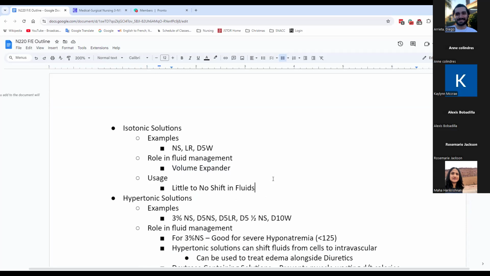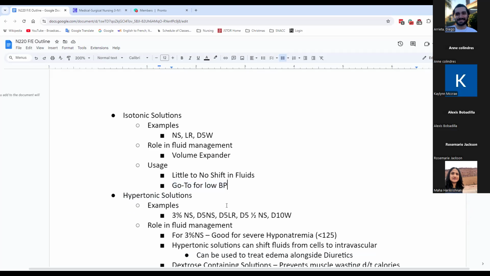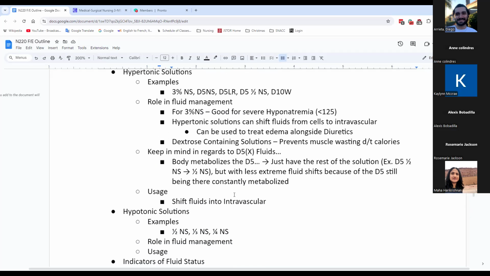Okay, this is your go-to pretty much. I'll just put go-to for low blood pressure, stuff like that. Is that too generalized, Kaylin, do you think? You think calling it the go-to for low BP is too generalized, or do you think it's okay? I think it's fine. I mean, it goes in line with volume expander. It should be fine. Yeah, cool. So just remember that.